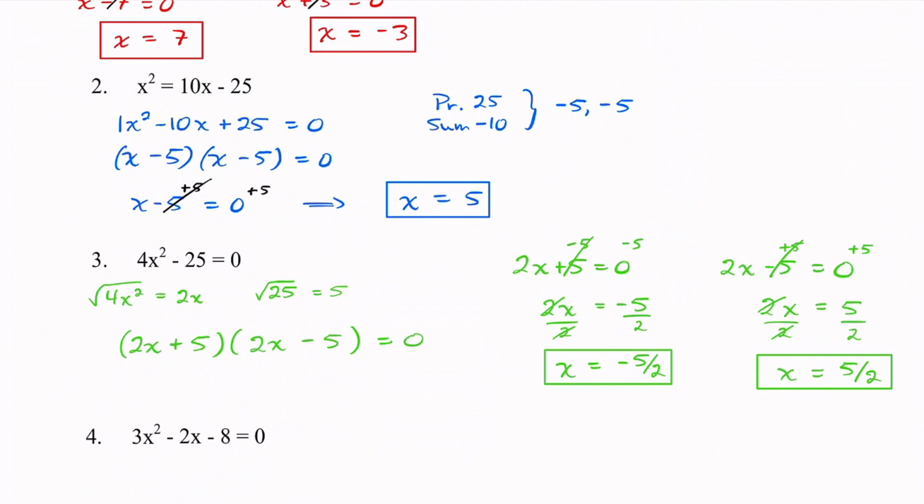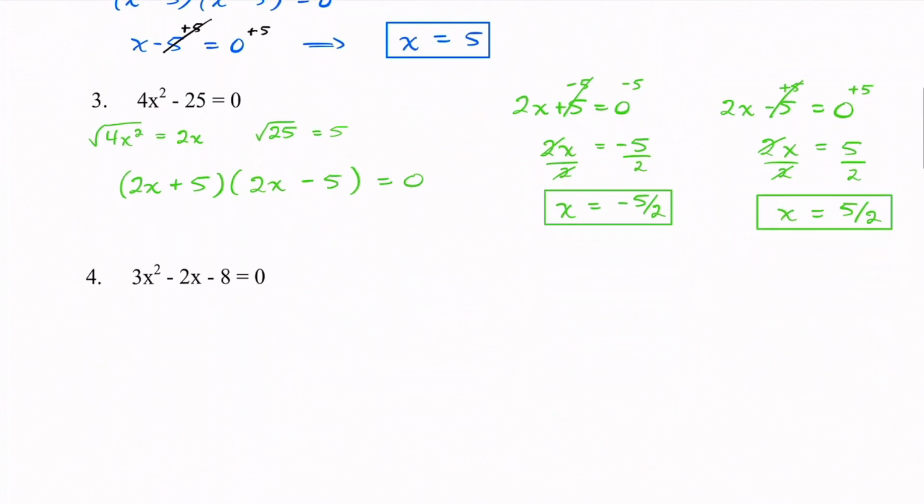And all of these questions, I haven't mentioned this yet, but you can check all these questions by just taking your answer, substituting it back in, and seeing if you end up getting what it says. So in this case, we should get 0. Or you could check it by graphing. You could graph this, find out what your x-intercepts are, and get these two solutions.